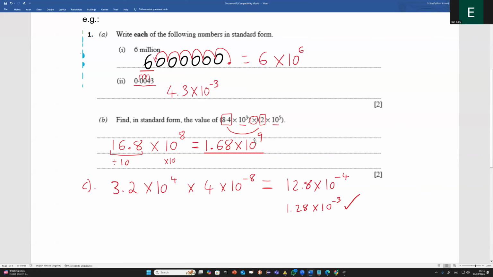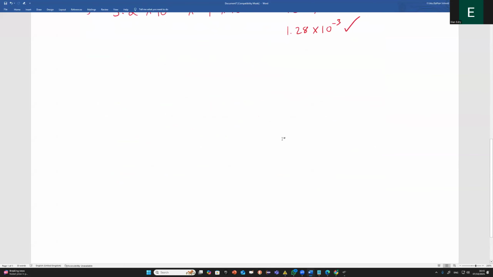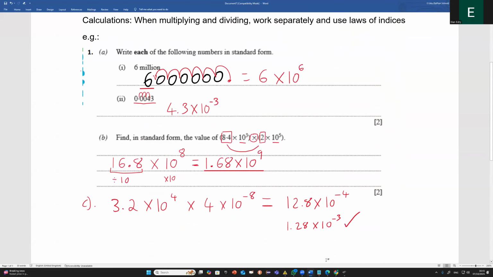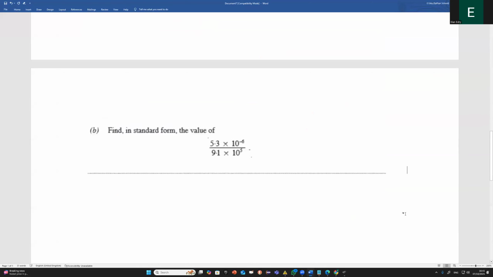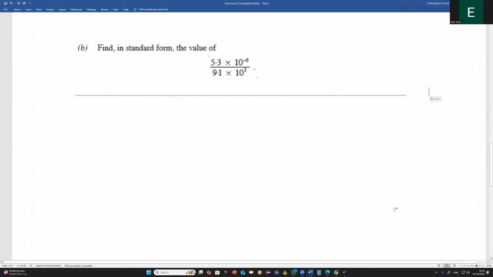With dividing, it's the same idea, but obviously these are a little bit more difficult. This is a good one. Let's try this one. This again would be a non-calculator question, which looks a bit hard, but effectively we once again look at the number parts. So we have 5.3 and 9.1. So we would do first 5.3 over 9.1.